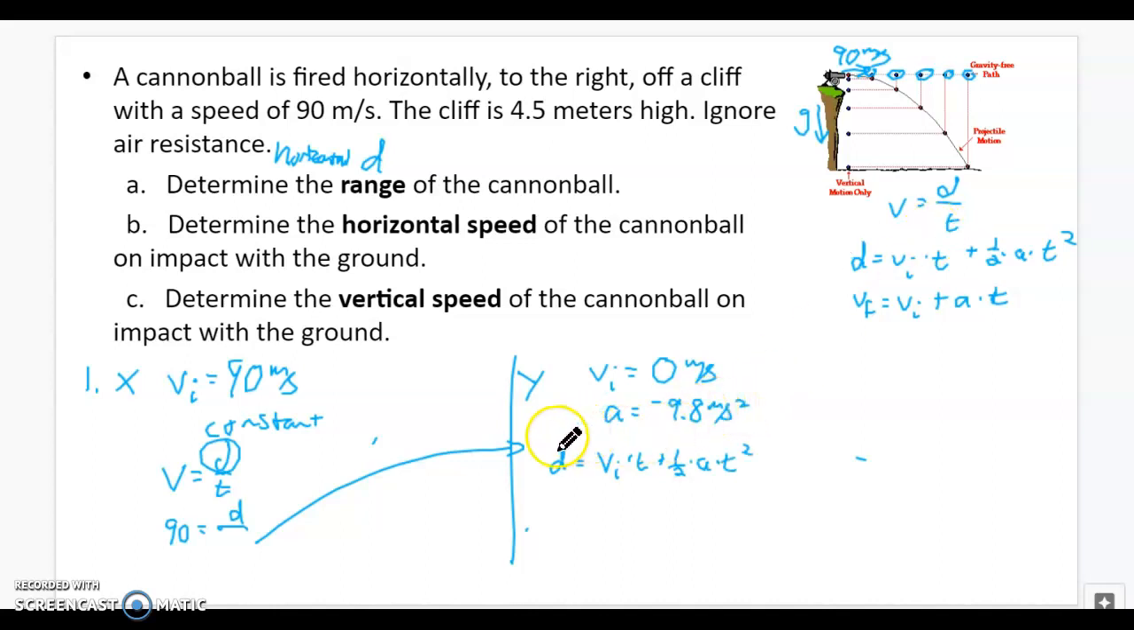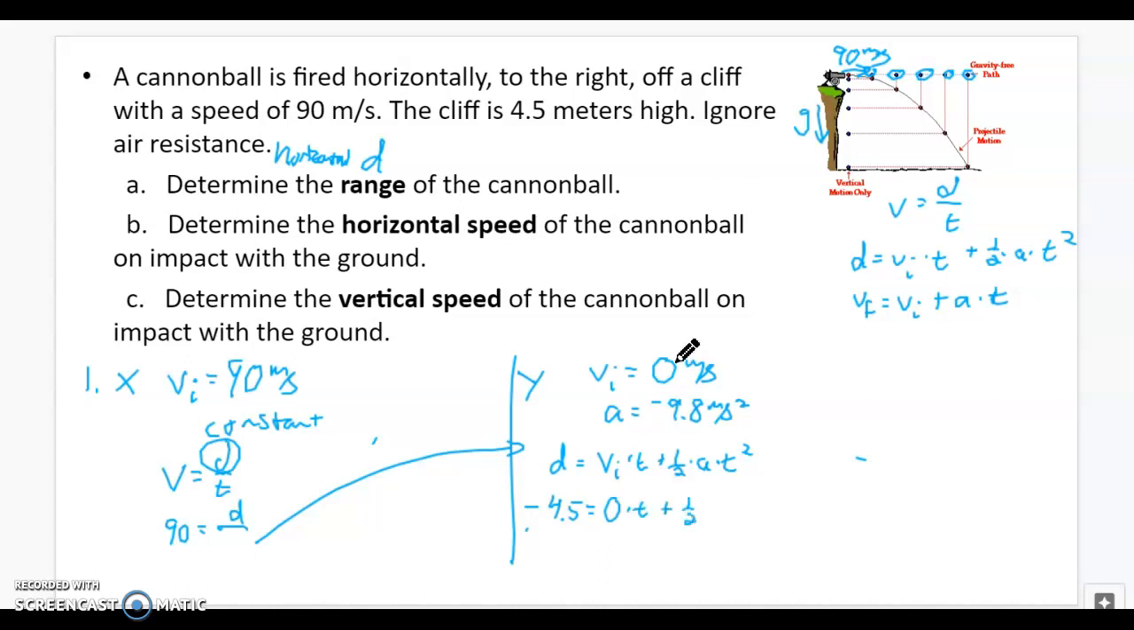Because it has everything that I know. I know the height that it's actually dropping from. It's a vertical height, so I can put that in on this vertical side. It's 4.5 meters high, but we write it as negative 4.5 because it's dropping 4.5. Equals the initial speed, it is not 90, it is 0, times t. That's what we're going to try to solve for.